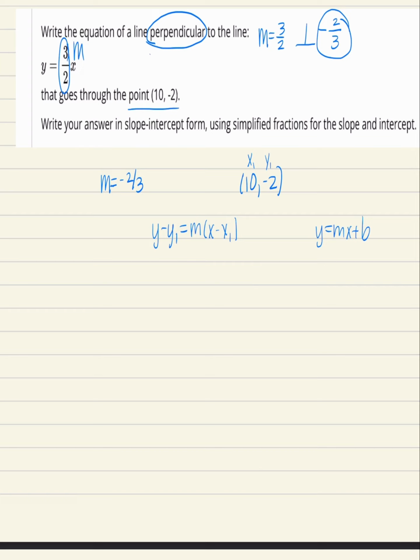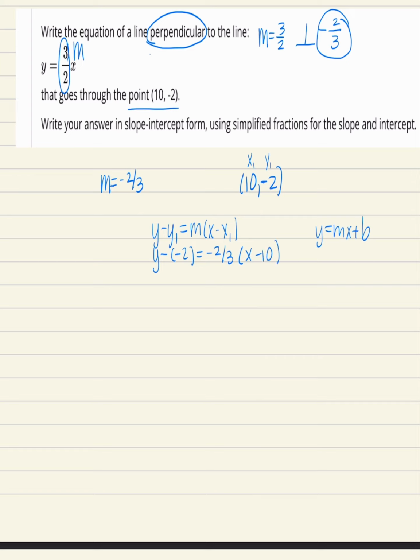So I'm going to plug in all the information that I have. So I have y minus negative 2. Be careful with these negatives. This minus sign is from the formula. This negative is from the y1 value. Equal to negative 2/3 times (x minus, and our x1 value is 10).